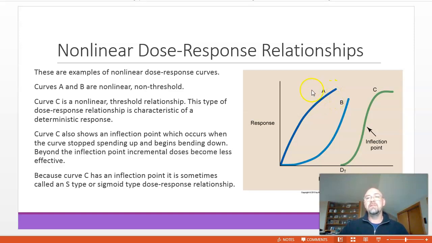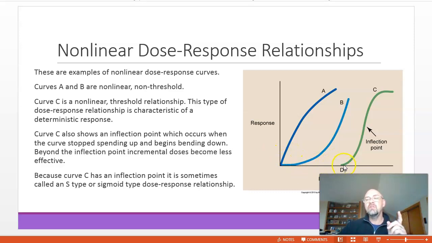So you don't ever have to worry about that as being an answer in any of your questions. Now this C curve is what we are interested in. This here represents any deterministic type of reaction. We know that things like erythema, epilation, the formation of cataracts will happen if you give enough dose or if you're under exposure for a long enough period of time.